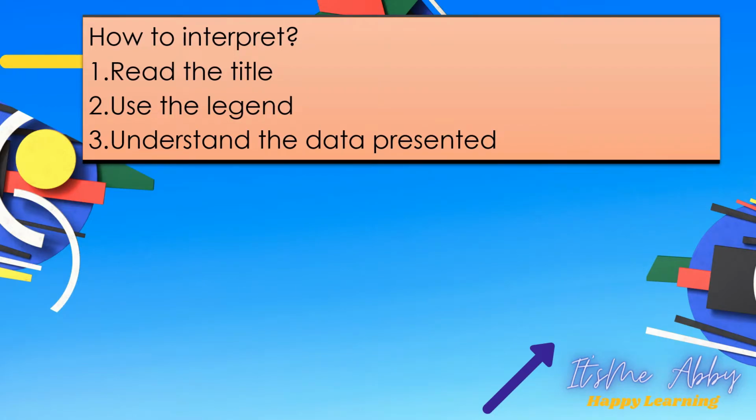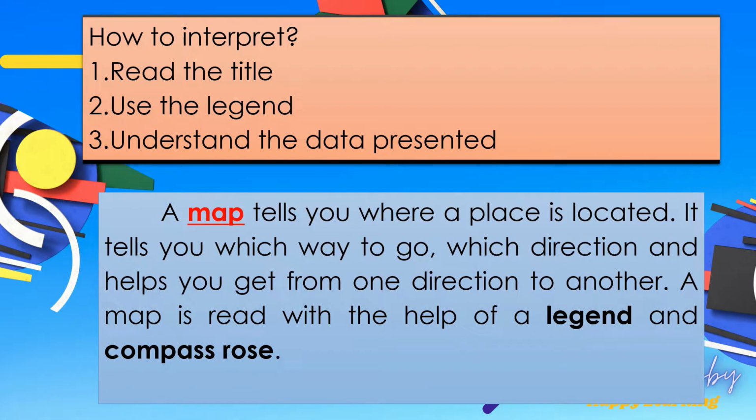Let's begin with this. How are you going to interpret? First, you need to read the title. Most of the titles are written above. Second, use the legend. You need to find the legend. The third one is to understand the data presented. You need to connect and link the data for you to be more clarified about the map, the pictograph, or the graph and table that you see. So let's start with map.